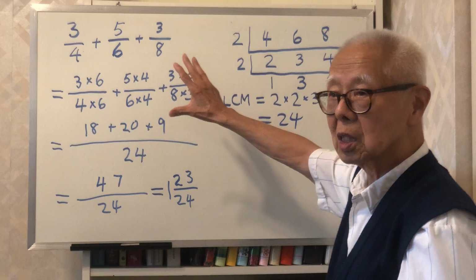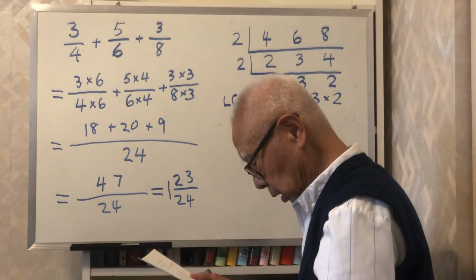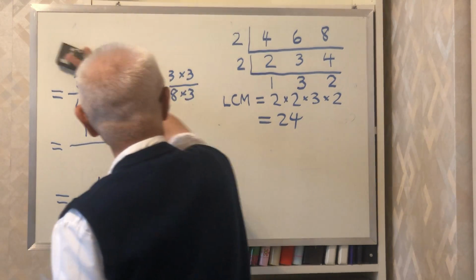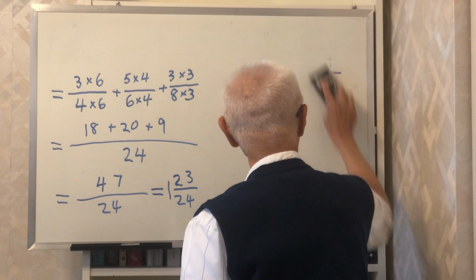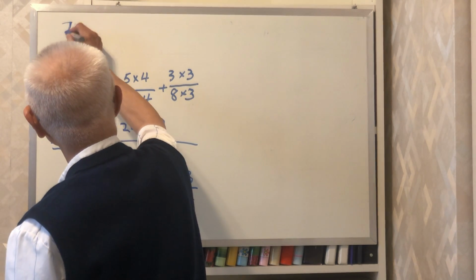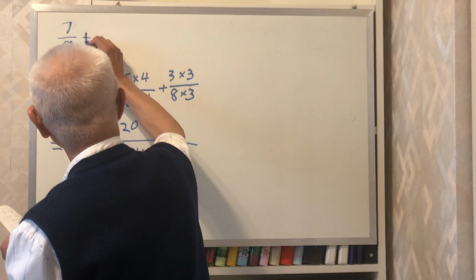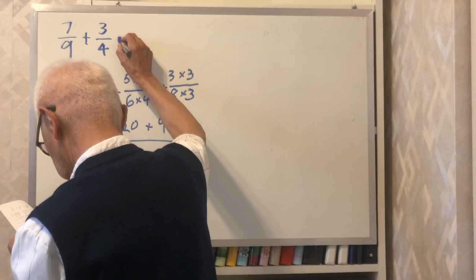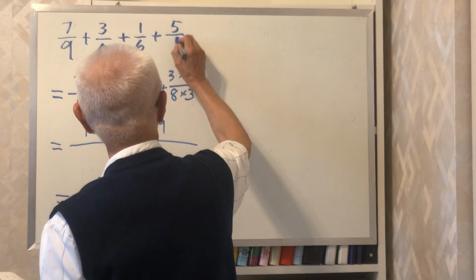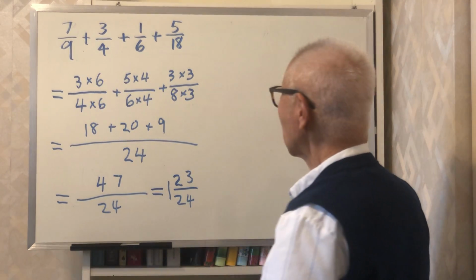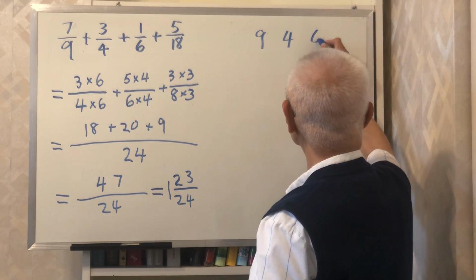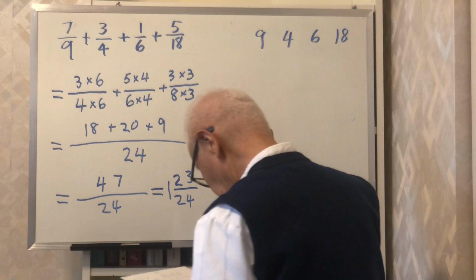So this is how you find the common denominator. Okay, let's have one more example. Okay, 9, 4, 6, 18.